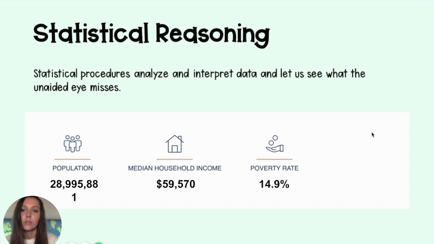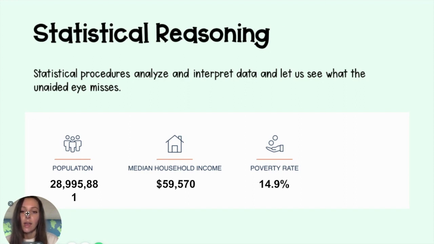Okay, statistical reasoning. So we have certain procedures that help us analyze and interpret data to let us see what maybe the unaided eye misses. So if you're looking at something with bias or from your own environment, sometimes you can miss things. So statistics are a really good way to provide data to allow us to analyze and interpret it so we can understand what's going on.